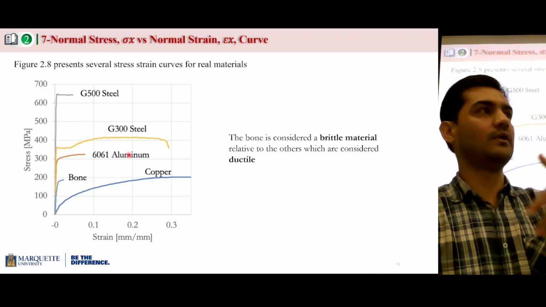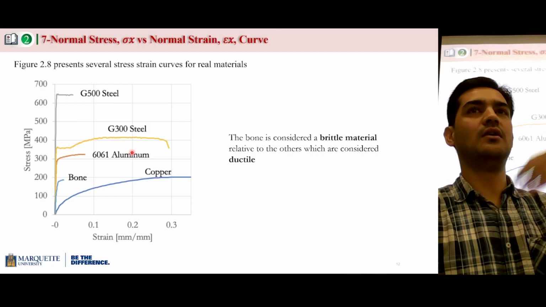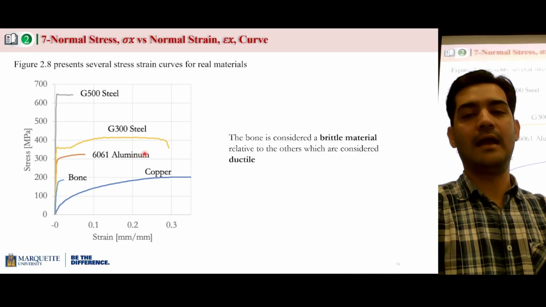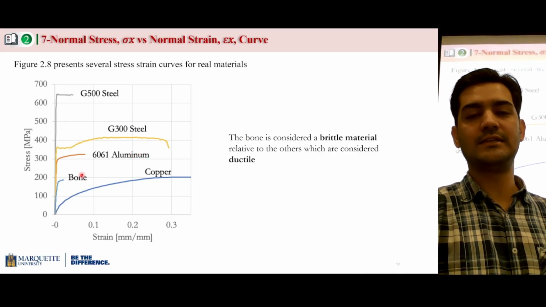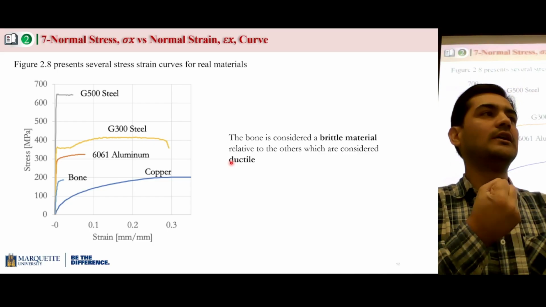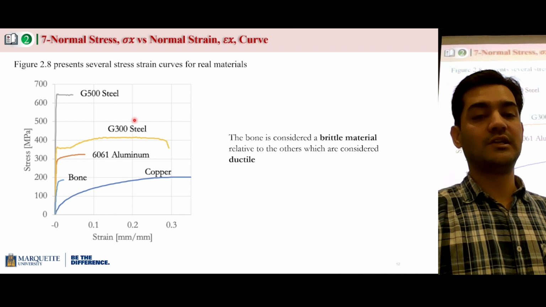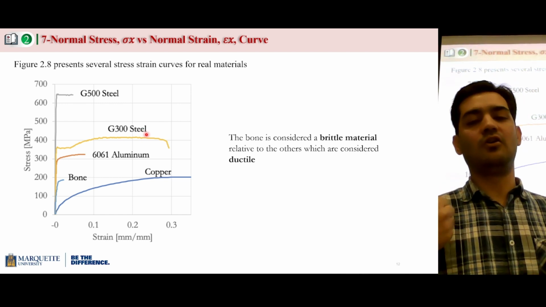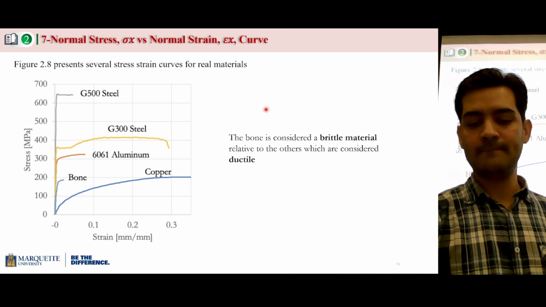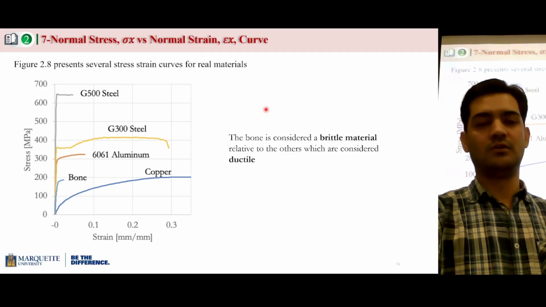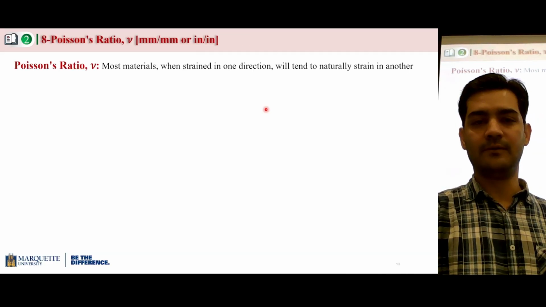So that's how you can see stress strain curves, and you can know which material will behave how. So for example, in this case, bone is a brittle material. It will not elongate, it will just break if you apply a force. But copper and steel, they are ductile materials because they can take a lot of elongation. So that's how you can know how a material will behave.